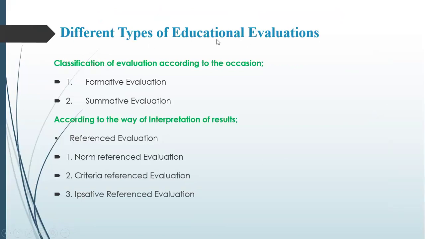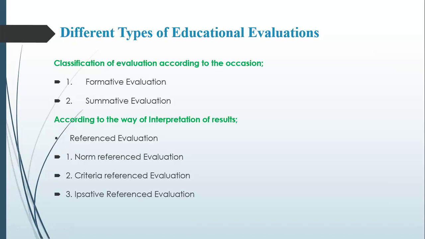When we talk about different types of educational evaluation, it is the same as assessments. If you are asked what the different types of assessments are, those are formative assessments and summative assessments regarding the occasion of the assessment, and according to the way of interpreting the results, there are norm reference assessment, criterion reference assessment, and ipsative reference assessment.